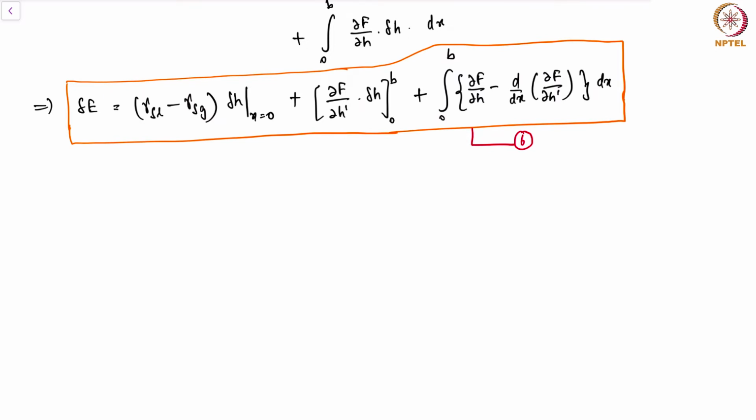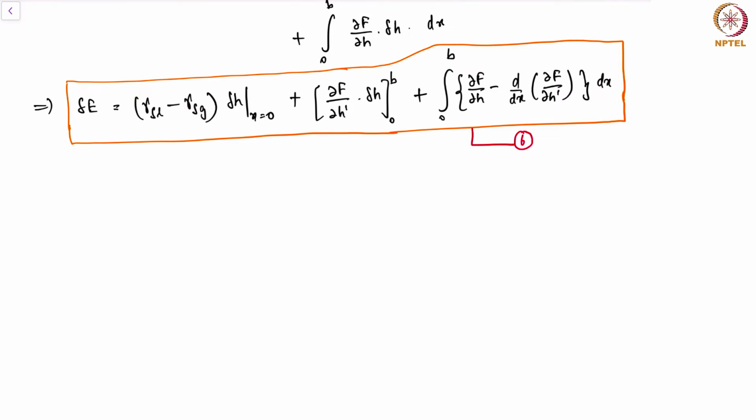Now, the first two terms of the right hand side that you see here, let me just highlight them for your benefit. The first two terms, this term and this term, are determined by the boundary conditions at x equal to 0 and x equal to b. Okay. So we will return to this later, but let us now look at the last term here.